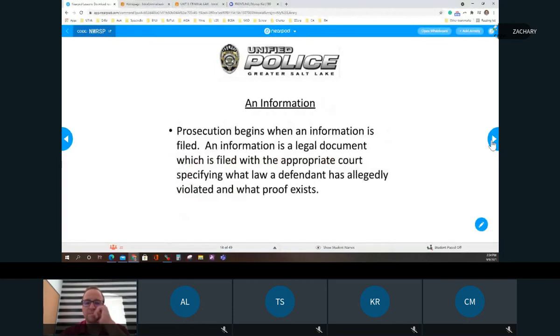Okay, he talked about this a little bit in the video, like information. Prosecution brings what information is filed. The information is a legal document that approaches the court on the different things. Okay, so I got some questions going on here. Let me just look at those real quick.